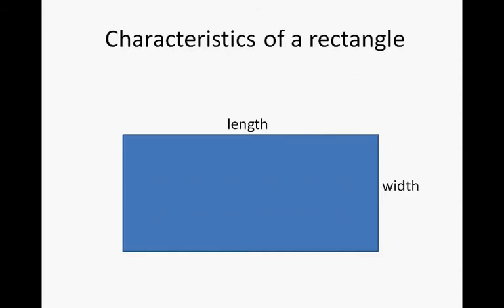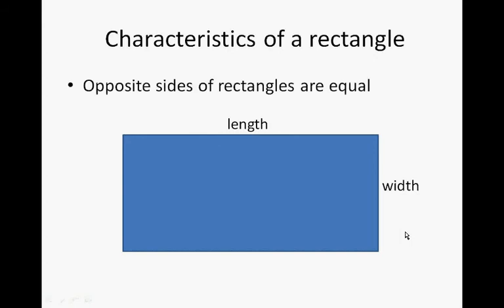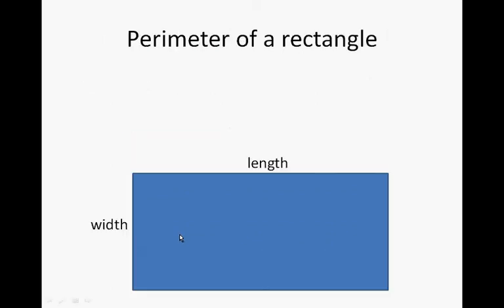The characteristics of a rectangle. We usually refer to the longer side of a rectangle as length and the shorter side as width. The opposite sides of a rectangle are equal, so if this is a length, that we will also call the length. They are equal in length. And this width and that width will be equal in length.